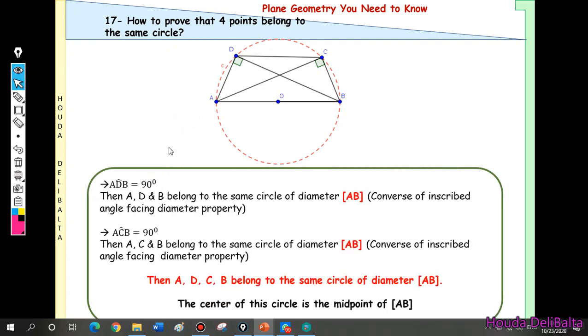So we say that since ADB equals 90 and ACB equals 90, then A, D, and B belong to the same circle whose diameter is AB. Also, A, C, and B belong to the same circle whose diameter is AB. Thus, definitely the 4 points A, D, C, and B belong to the same circle of diameter AB. And the center of this circle is, as you see here, O, which is the midpoint of AB.